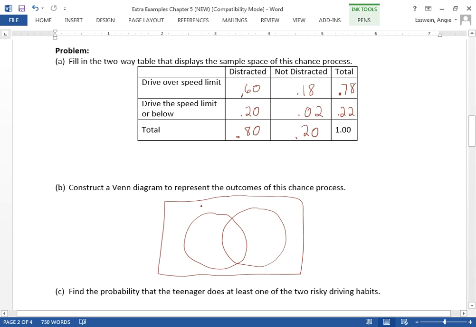And we're going to say O for over the speed limit. Well, I'll just write the words. Over speed limit. That circle is for over the speed limit. And this circle is for distracted.